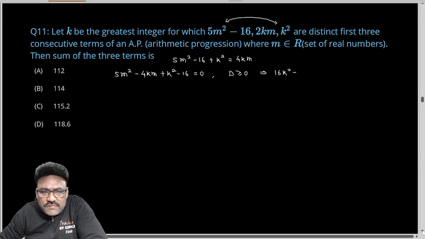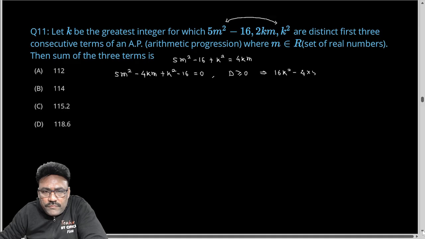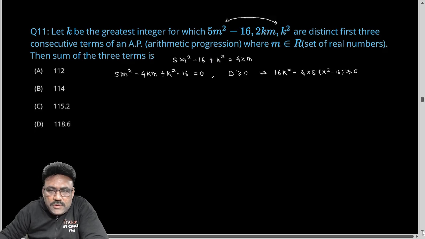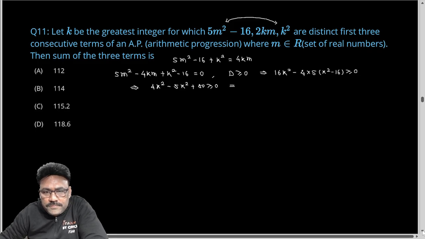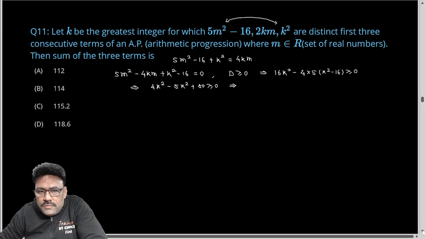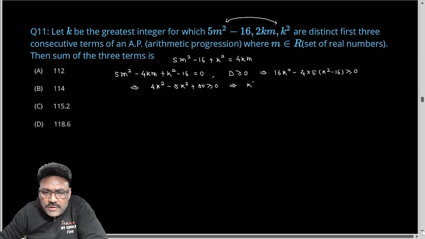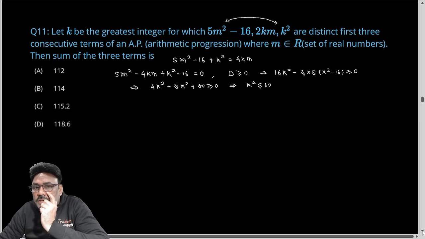So it is 16k square minus 4 into 5k square minus 16. For AC, it is greater than or equal to 0. Now 4 can be taken common. So it is 4 into k square minus 5k square plus 18 greater than or equal to 0. So it gives you k square less than or equal to 80. And I need the greatest integer k.